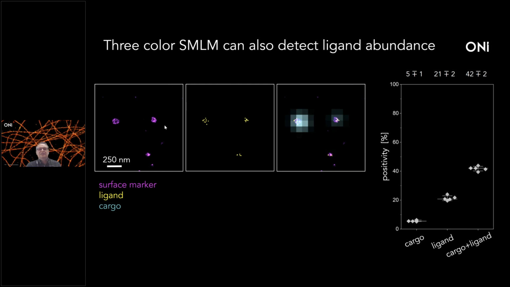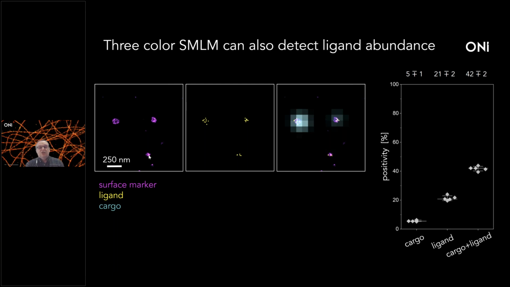So here I'm giving you an example where you can see 3-color imaging, where we label the surface marker of LNPs, we label the ligand, and we also label the cargo. And what you can see here, just from the images, is that there are some particles which are triple positive, which means they contain cargo, ligand, and surface marker. And there are some particles which are actually cargo negative, but they contain ligand and surface marker.